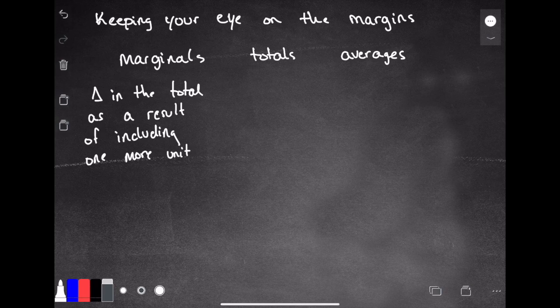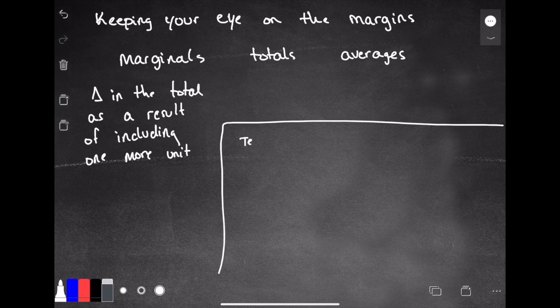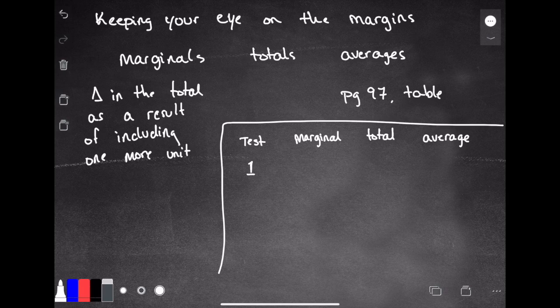Okay, so let's say that you take a test. We'll make a little box here, and you take one test. We'll call this test number 1. And we're going to look at the marginal, the total, and the average. This just comes from, I should point out, page 97, table 7.1. So on your first test, let's say you score an 80.